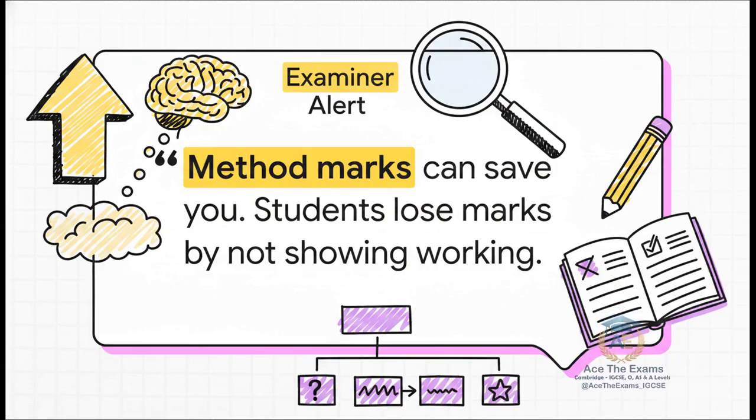If you jump to the final evaluative conclusion without showing the working out of your argument, without explaining the why and the how, you lose the method marks. Here's the crazy part.